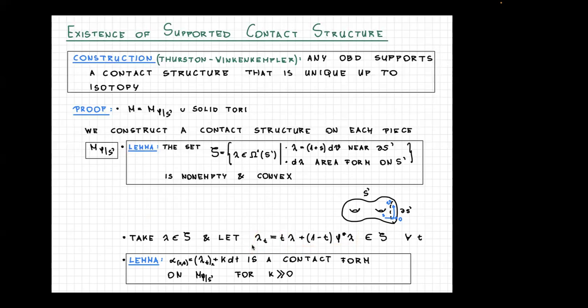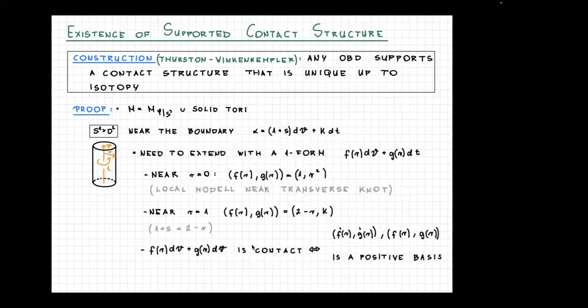Then there's a fairly simple computation, coming from the fact that this is an area form, which says that lambda t plus k times dt, where k is big enough, gives you a contact form on the mapping torus. Once I'm done with this, I have this very nice local shape of lambda t near the binding, so I can use it to extend to the solid torus inside. And this is what's written down here.